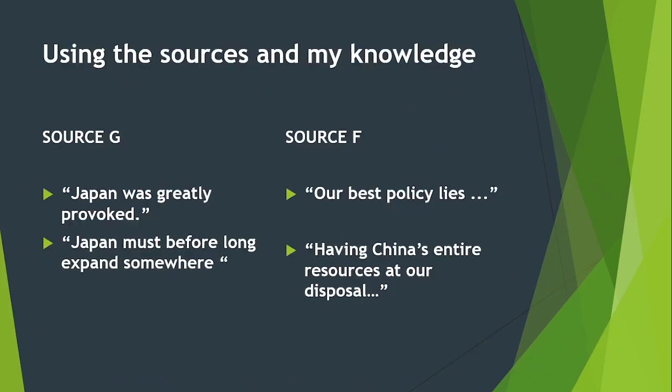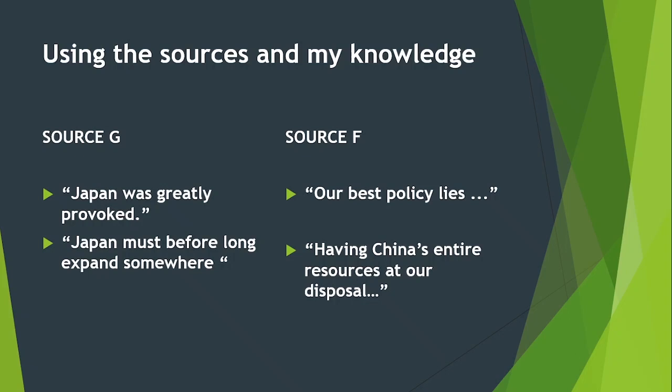So I think my first move would be to use my knowledge of the topic and bring it to the content of the sources. We know that the Mukden incident was staged by the Japanese. So, source F could be used to counter the suggestion that Japan was provoked.